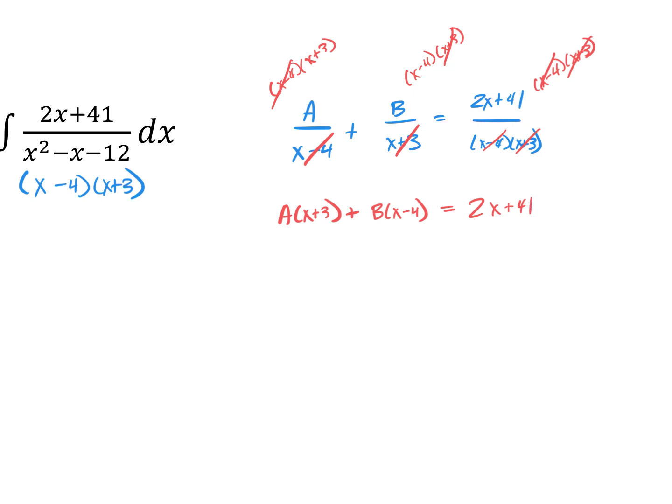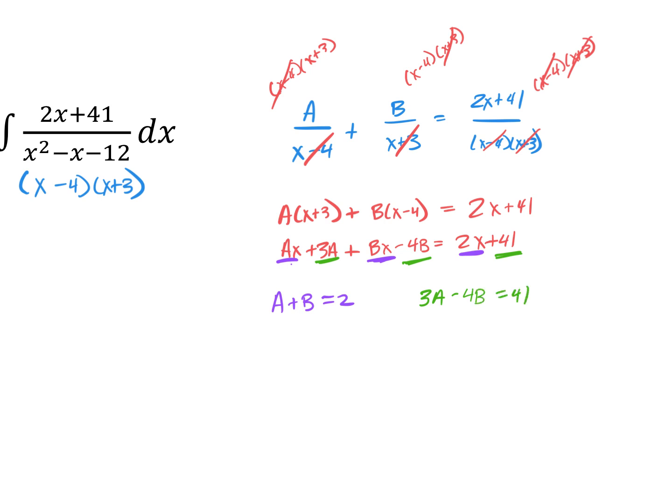Now to do some simplifying, I'm going to distribute. So I've got ax plus 3a plus bx minus 4b equals 2x plus 41. I look at my pieces. I have my x terms, all my terms with x to the 1. In order for ax plus bx to equal 2x, a plus b would have to equal 2. And then likewise, I have 3a minus 4b as my two constants, and they're going to equal 41.